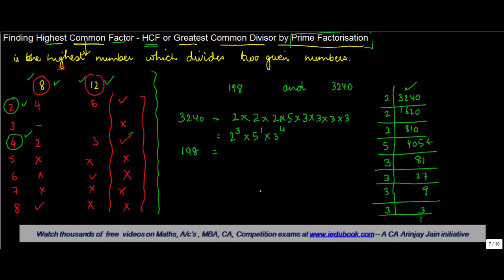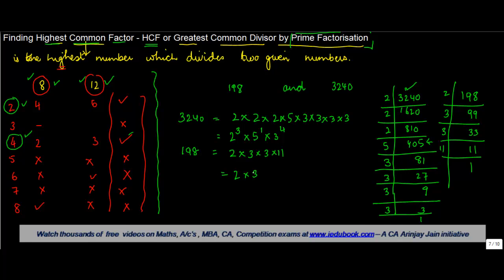Right? Let's see 198. 2, 99, 3, 33, 3, 11, 11, 1. So this can be written as 2 into 3 into 3 into 11, or 2 into 3 to the power 2 into 11. Right?